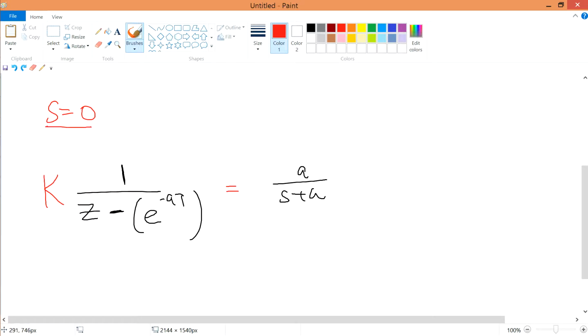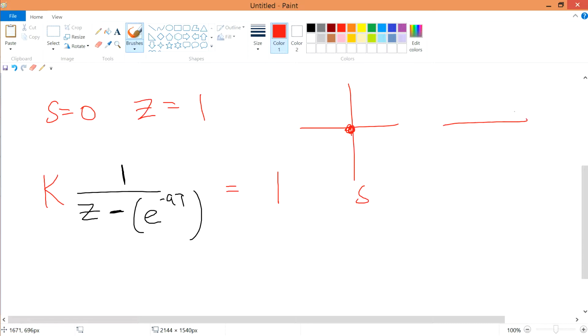So when s is equal to 0, a over a is equal to 1. So I have this 1 over here. So when s is equal to 0, z is equal to 1. Because this is in the s domain. In the z domain, you can just straight away put it over here at this side, if your transfer function is there.